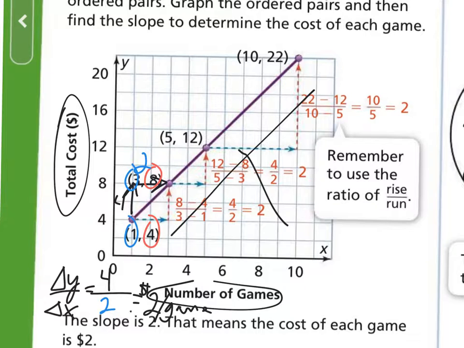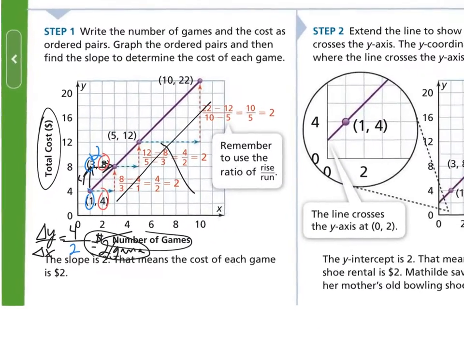We actually only have to do that once because the slope is constant. It's the same for any 2 points. So you can pick another couple points here if you want. The book went ahead and used (3, 8) and (5, 12). They found out the slope was 2. They used (5, 12) and (10, 22). Guess what? The slope was 2. You only have to do it once because the slope's the same anywhere. So pick 2 points, find the slope. That's telling you it's $2 per game.